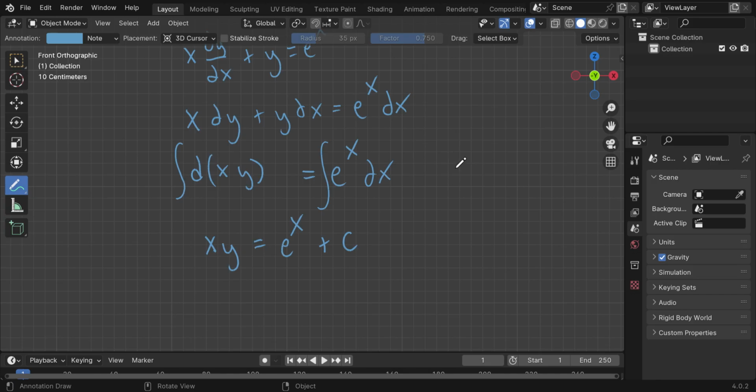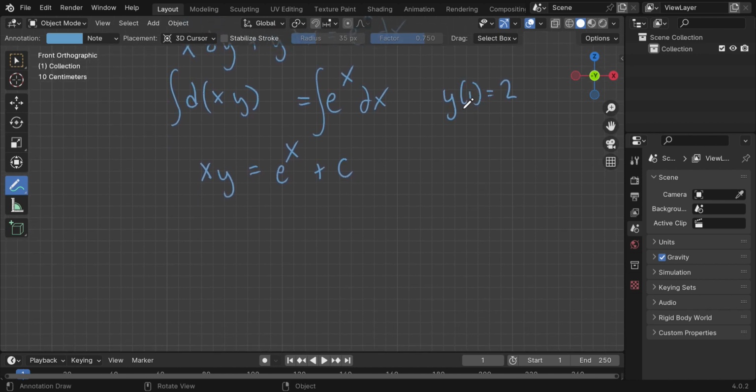Now the initial condition is that y of 1 is equal to 2. So that's easy enough. Wherever we see an x, we're going to put a 1. Wherever we see a y, we're going to put a 2. So this is 1 times 2 equals e to the 1 plus c. We're just left with 2 equals e plus c. So c equals 2 minus e.